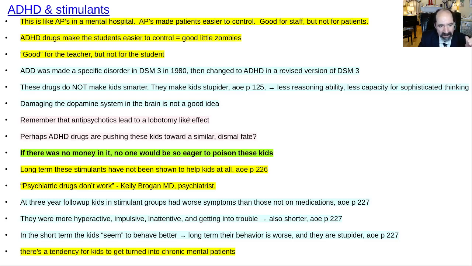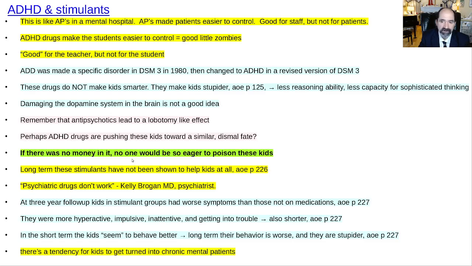ADHD drugs are not as powerful, but they are messing up the dopamine system, and that is not good. And I would also say, if there was no money, imagine nobody made a cent. People just did what they thought was best for children. Do you think anyone would be prescribing these drugs? I would bet you it would be zero. If there was not a financial incentive to prescribe drugs to children, do you think they would be done? I don't think there'd be any need for it.